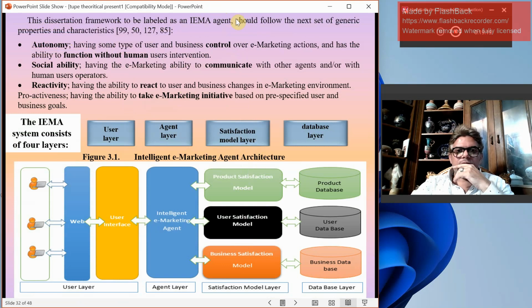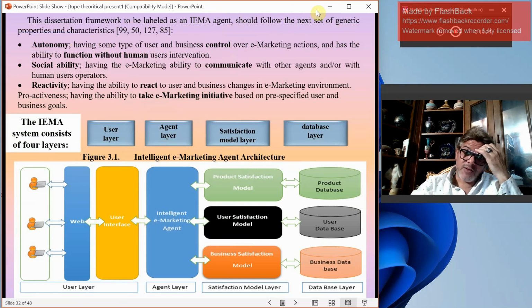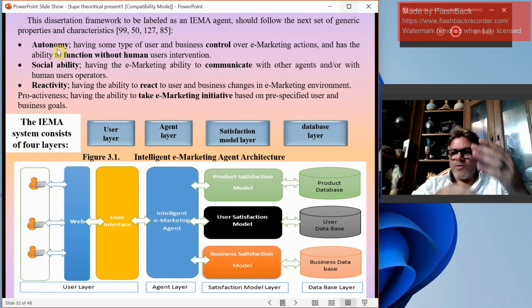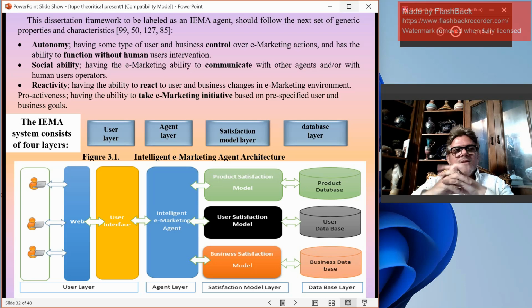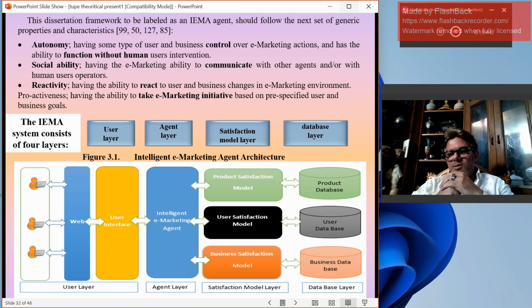Okay, this dissertation framework should follow the next set of generic properties and characteristics. Okay, I knew it was generic from the first place, from the first time. Because, of course, over the years I had matured in my perspective or understanding. At that time, I had a suspicion that I could apply it to mathematics or physics, chemistry, biology, geology. But it was not 100%.